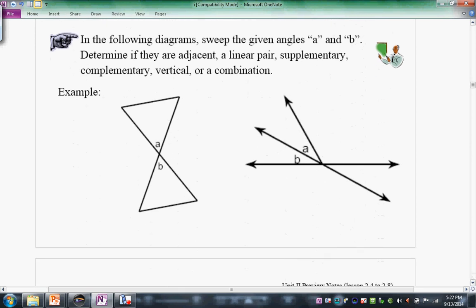So in this exercise, you're going to sweep A and B and determine if they are either adjacent, a linear pair, supplementary, complementary, vertical, or some sort of combination. I'm going to do these first two with you. Sweep A, sweep B. Look, we got two straight lines, look like a bow tie. That's going to be vertical angles.